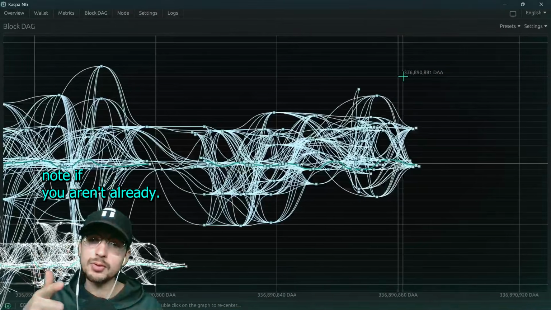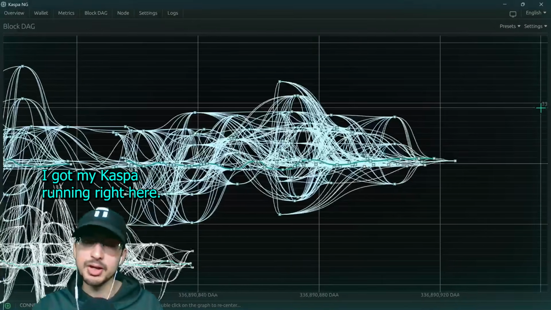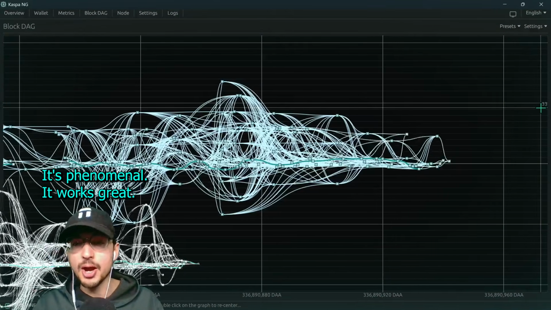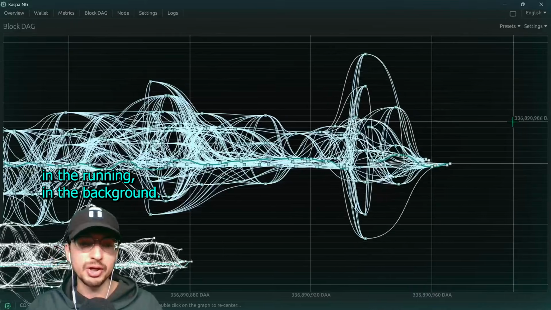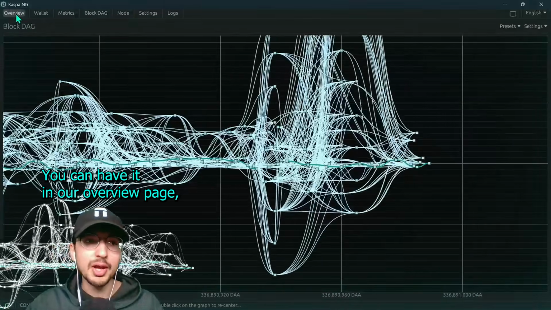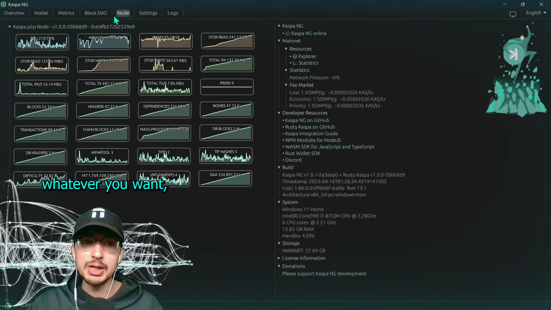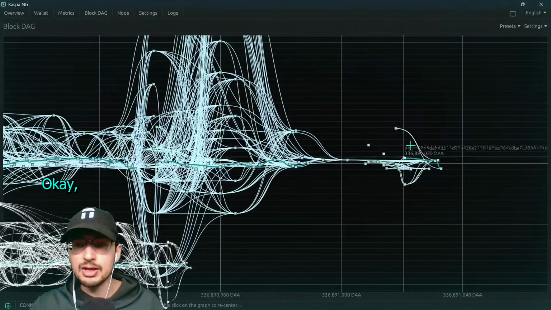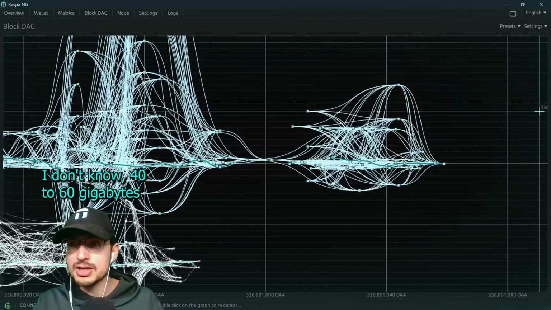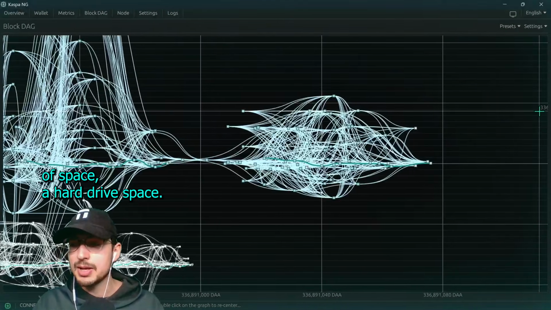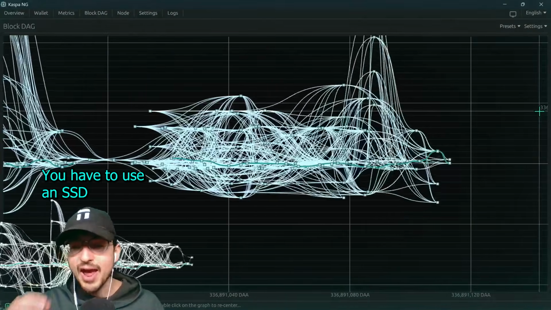And run a Kaspa node if you aren't already. I got my Kaspa node running right here. Kaspa NG, it's phenomenal. It works great. It looks awesome running in the background. You could have it here, you could have it in the overview page, whatever you want. But it's great, okay? It takes about 40 to 60 gigabytes of hard drive space. You have to use an SSD.